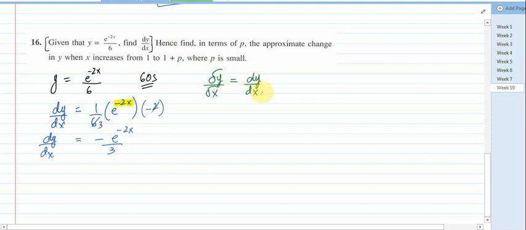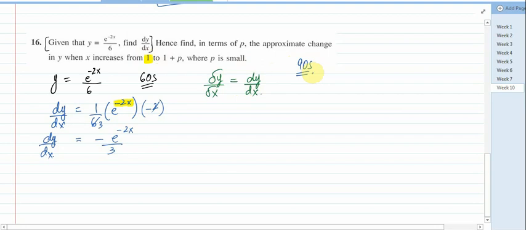And for dy/dx, we need to find the initial value of x, and the initial value of x is 1, right? So why don't you give it a try by yourself, and then I will explain, because we had done the approximate change subtopic in the previous exercise. So give it a try. You have a time of 90 seconds, and then I will explain.